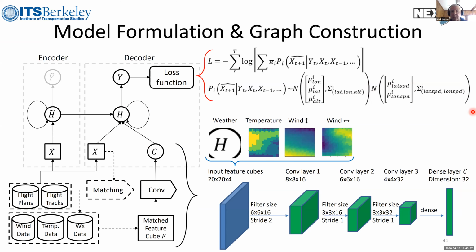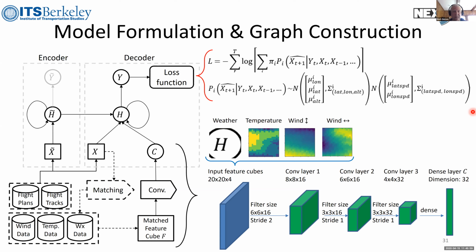And then through the magic of convolutional neural networks, we take those features and take a set of historical flight trajectories and try to model the next position of an aircraft based on how historically aircraft have flown in comparable conditions.